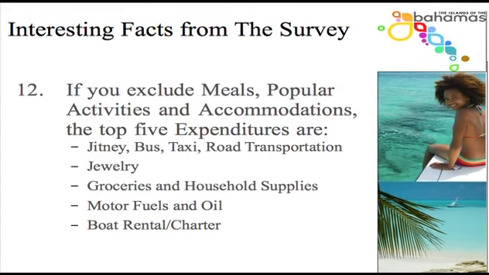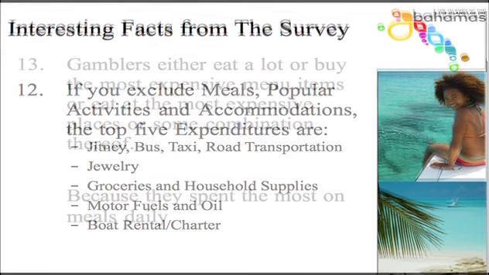Number 12, if you exclude meals, popular activities, and accommodations, the top 5 expenditures are: number 1, jitney, bus, taxi, road transportation. Number 2, jewelry. Number 3, groceries and household supplies. Number 4, motor fuels and oil. Number 5, boat rental and charters.